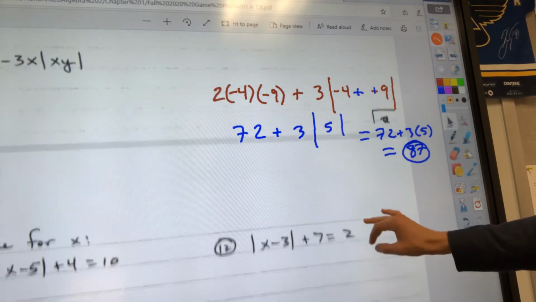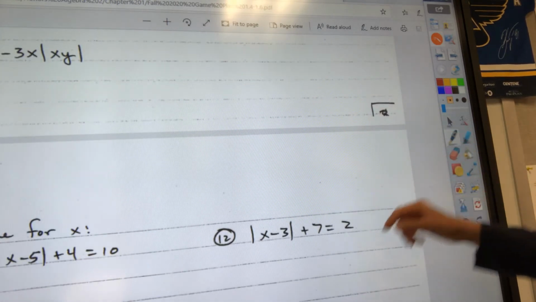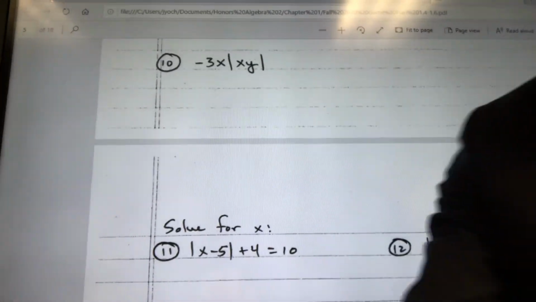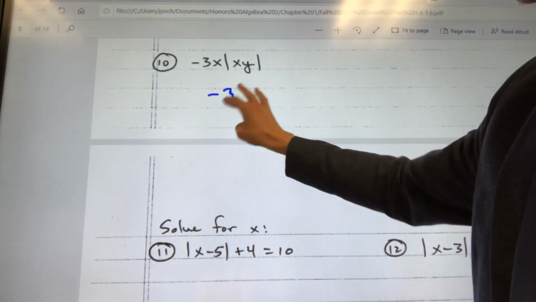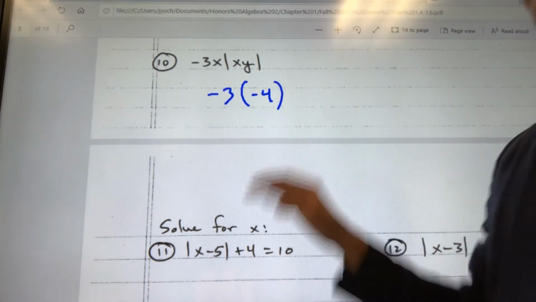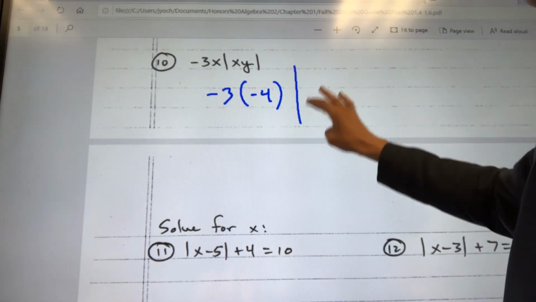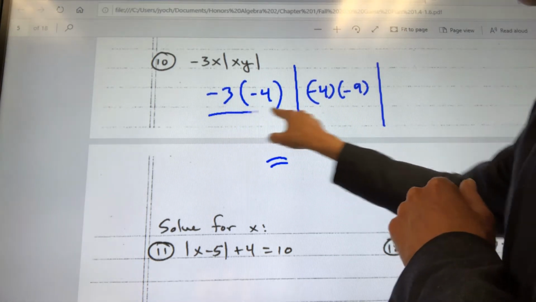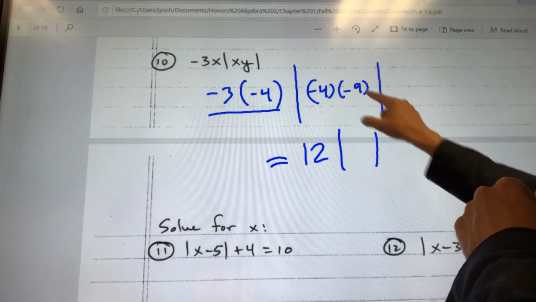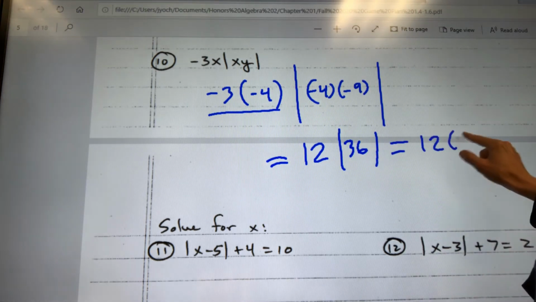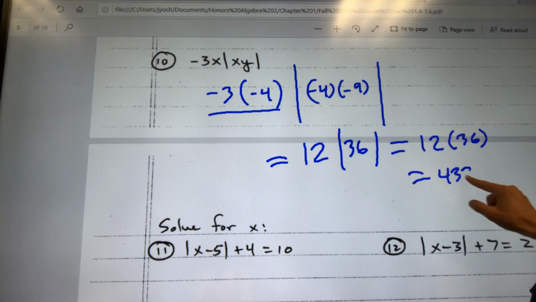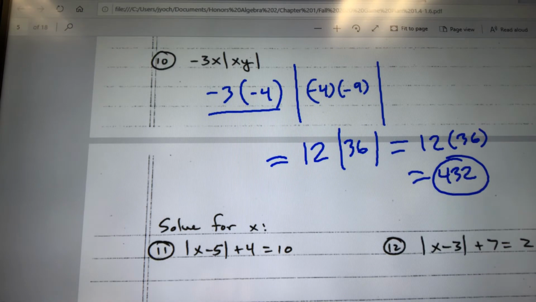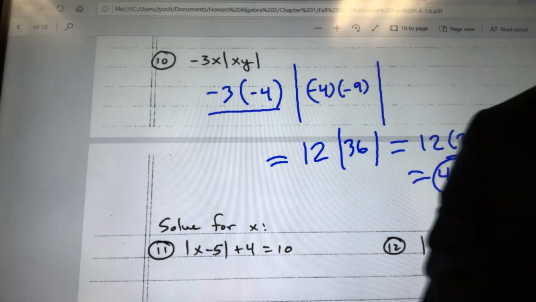And then I have as an idea to do number 10 with you on this page. Everything else, be ready to do. Let's go to 10. Negative 3 times the absolute value of negative 4 times negative 9. Do this first, that's a 12. Then on the inside, a negative times a negative is a positive. Well, this is just 12 times 36, which is 432. Okay? 432 on that page. Just evaluating.